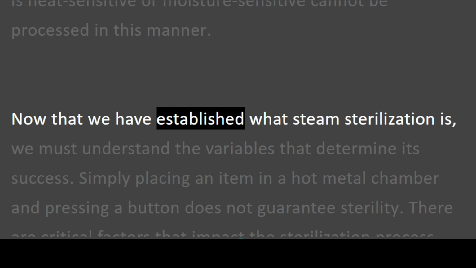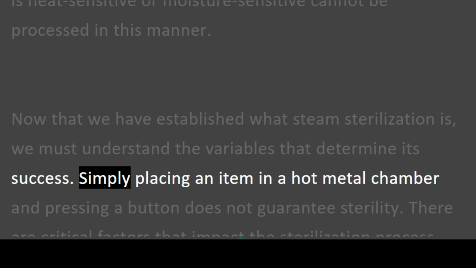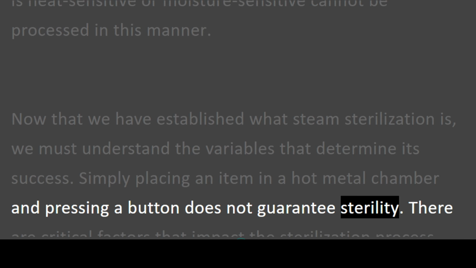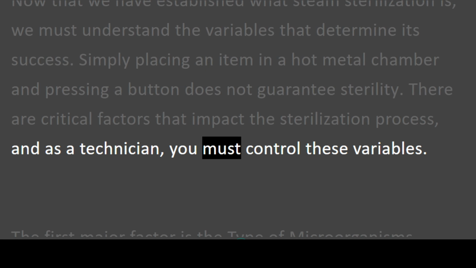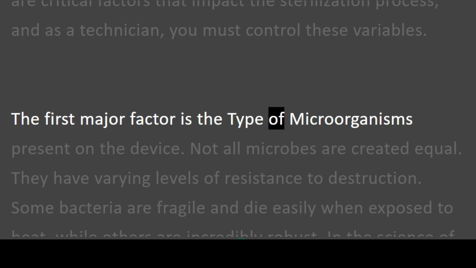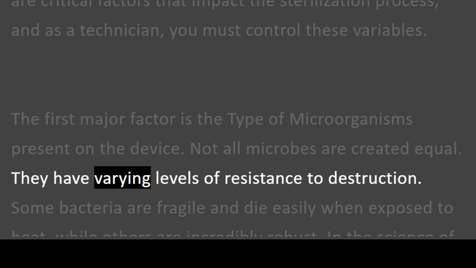Now that we have established what steam sterilization is, we must understand the variables that determine its success. Simply placing an item in a hot metal chamber and pressing a button does not guarantee sterility. There are critical factors that impact the sterilization process, and as a technician, you must control these variables. The first major factor is the type of microorganisms present on the device. Not all microbes are created equal.